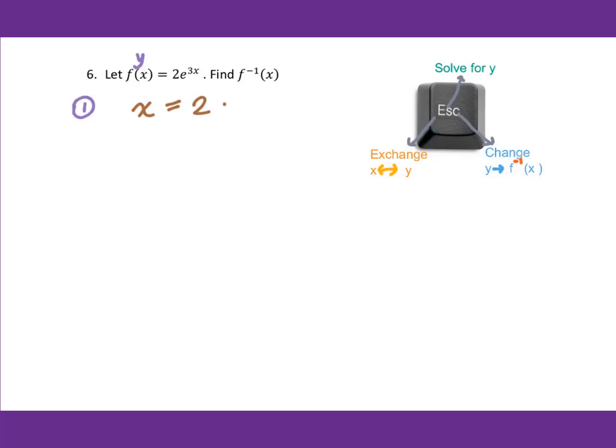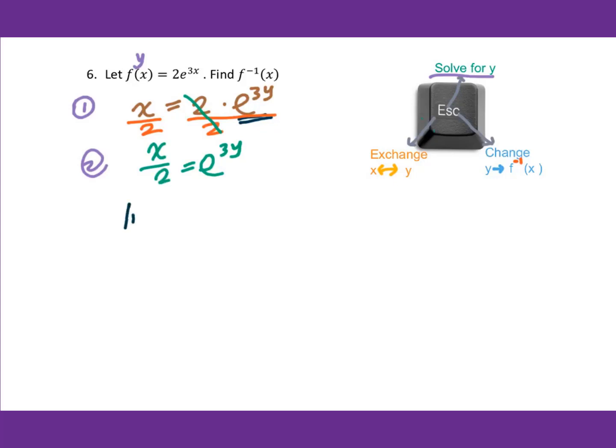We got 2 times e to the 3y. Second step, solve for y. This is an exponential function, so isolate the exponential on one side. Therefore, we divide by 2 on both sides. You will get e to the 3y power equals x over 2.